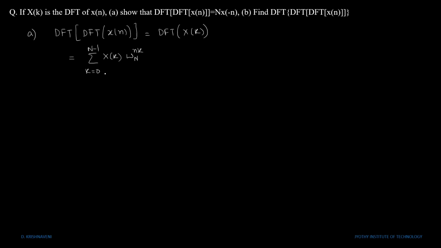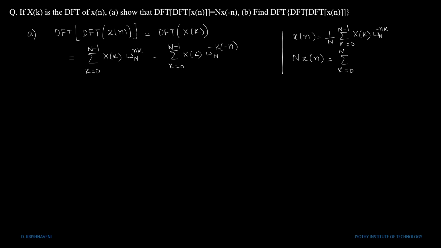Now this I can convert into the IDFT formula by writing summation k equal to 0 to n minus 1 X of k W n to the power of minus k into minus n. So minus of minus will give us plus nk. And what is the formula of IDFT? x of n is equal to 1 by n summation k equal to 0 to n minus 1 X of k W n to the power of minus nk. So n x of n is equal to summation k equal to 0 to n minus 1 X of k W n to the power of minus nk.